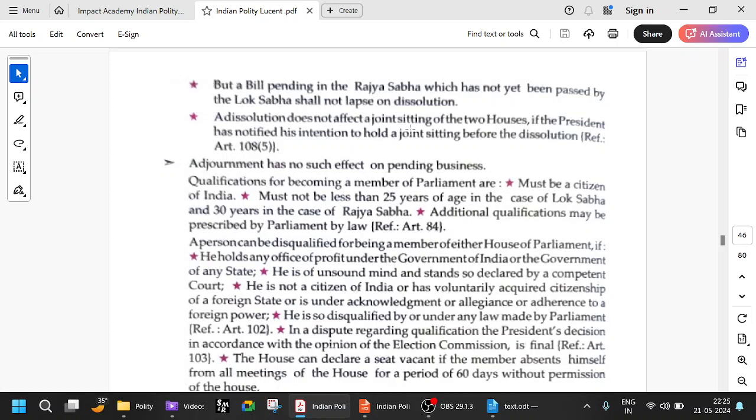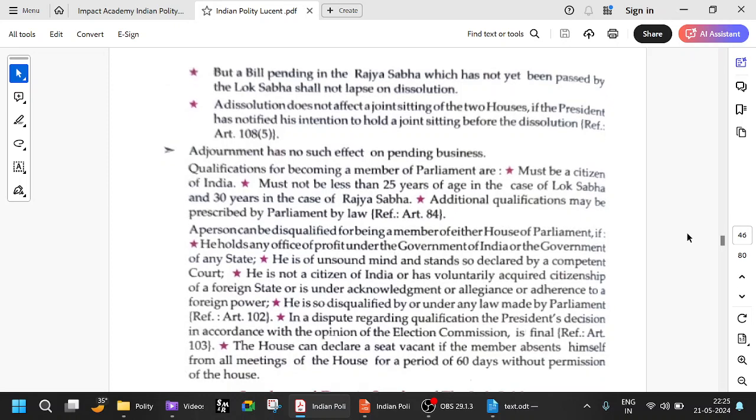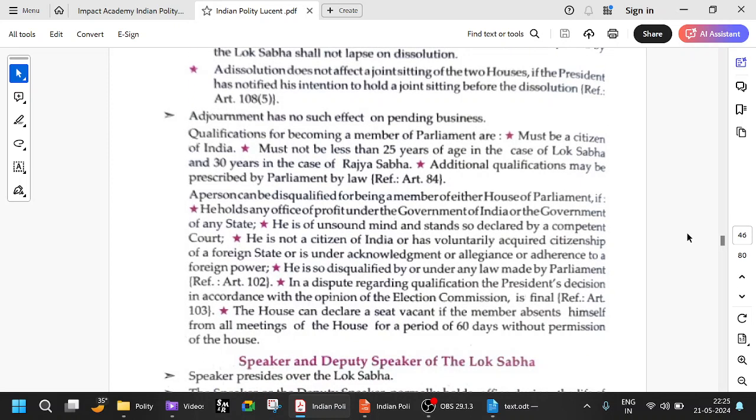So a dissolution does not affect the joint sitting of the two houses, if the president has notified his intention to hold a joint sitting before the dissolution, Article 108. So adjournment has no such effect on pending business.